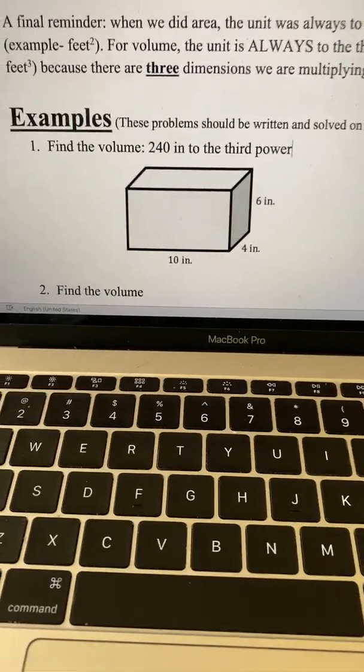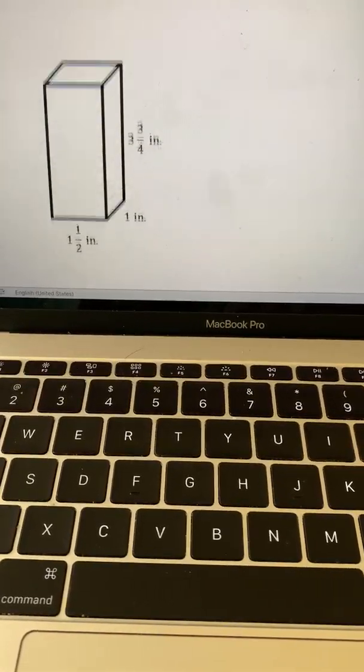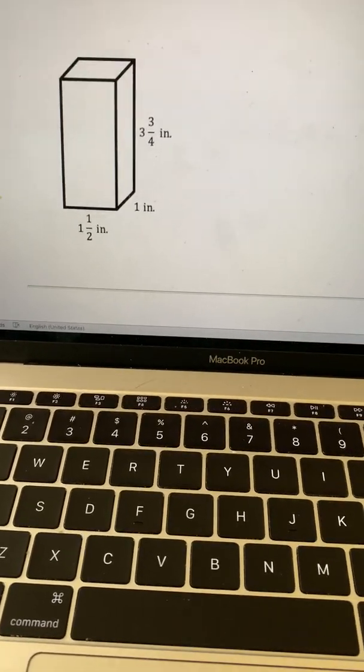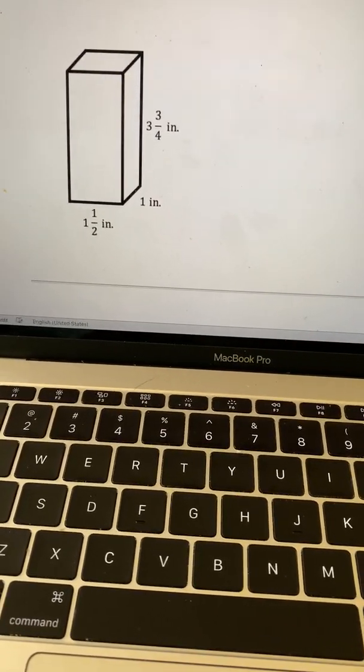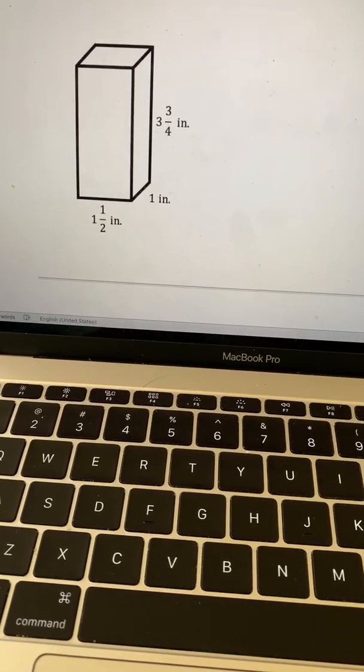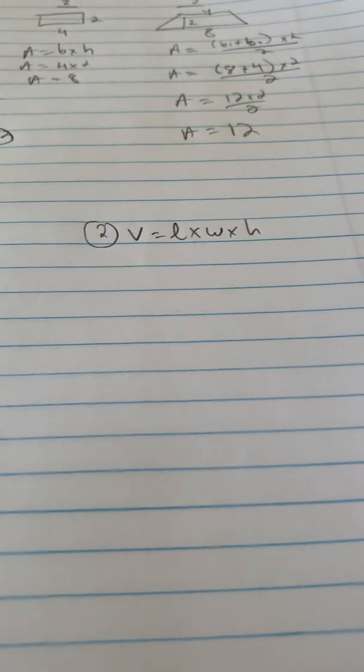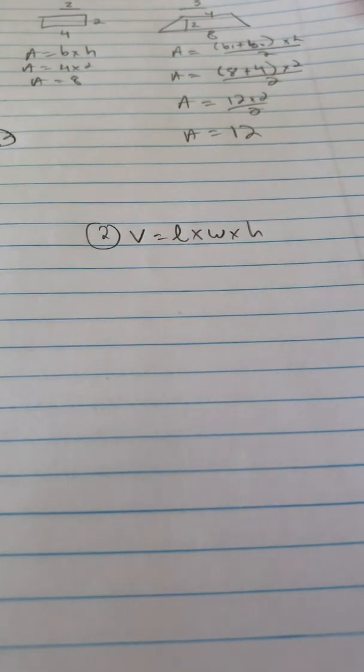Okay, let's look at question number 2. It says find the volume. Exactly the same steps as before. The only thing here is that we're dealing with fractions. So I'm going to start by writing my formula for number 2. Volume equals length times width times height. Every single problem today is going to start with that.